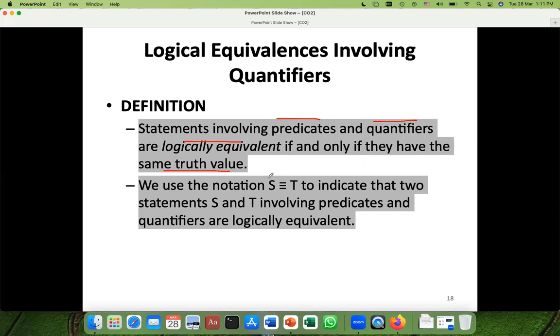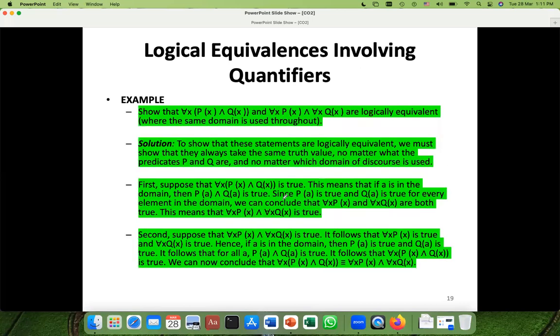And you can represent the two statements, if they are logically equivalent, like this, that you already know. This symbol, what is this symbol? The horizontal three lines is for logical equivalence.